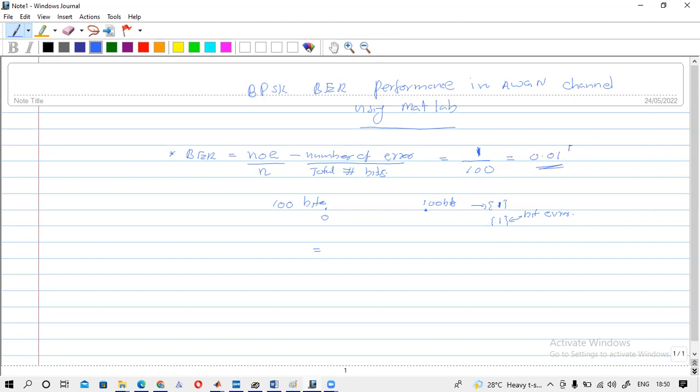Actually, we also call this the probability of error, because this is also an error probability, the errors divided by the number of bits. So it will be a probability of error also. So that is bit error rate.